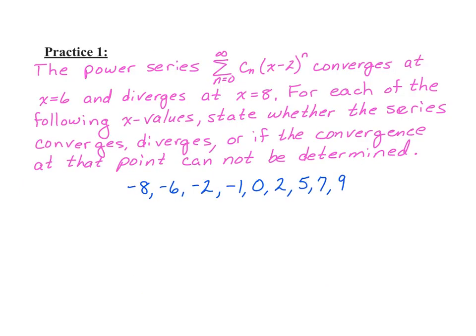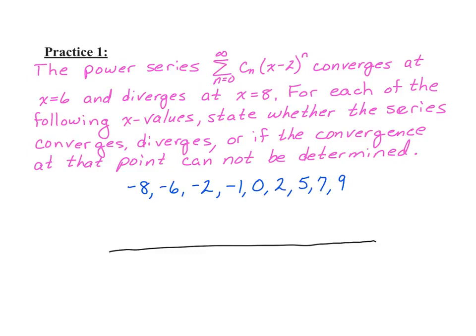All right, let's look at one more example here. On this particular problem, it says the power series given by this converges at 6 and diverges at x equals 8. And we're trying to figure out what's happening at all these other different points. All right, so like I did before, let me just draw a number line here real quick.